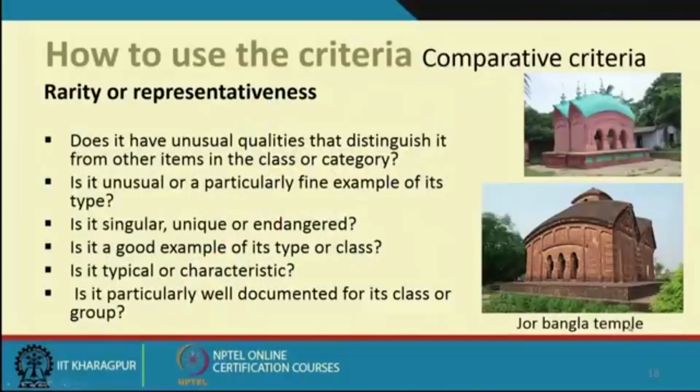For example, as I told, there are other examples of Jor Bangla temples in various places. As you can see from there, this is not so important, not so beautiful, it does not have so much carving. It is a small example of Jor Bangla. So, one has to establish with proper justification that the Bishnupur Jor Bangla temple, and there can be a few more others, are more important, more significant, and are fine examples of a particular typology of the Jor Bangla temple.